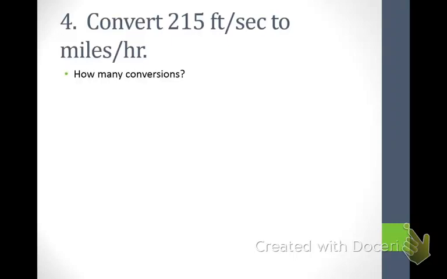Okay? A unit rate is a rate in which the denominator has a unit of 1, right? Is 1 unit. Okay? So 215 feet per second is a unit rate. It means you're going 215 feet per 1 second. And so that's what makes it a unit rate. Now we want to convert that to miles per hour. So we're going to convert feet to miles and seconds to hours.